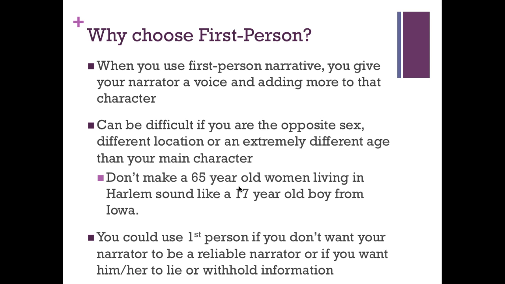You could also use first person if you don't want your narrator to be a reliable narrator, or if you want him or her to lie or withhold information. I wrote a story about a kid who turned out to be a school shooter. Don't ask. The narrator was a first person narrator from a bystander's point of view, and I made him withhold information. He kept saying it wasn't his fault. He wasn't involved, but you could tell that he was. Like he was in on the bullying and all that kind of stuff. And so I wanted to do that on purpose.